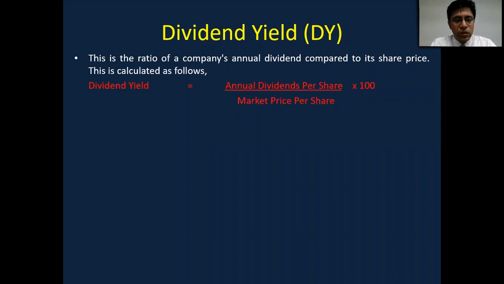The next ratio is the dividend yield. The dividend is what the company pays its shareholders out of its profits. The dividend yield is the percentage returns the investor gets in relation to its share price. It is calculated by dividing the annual dividend per share by its market price and multiplying by 100.